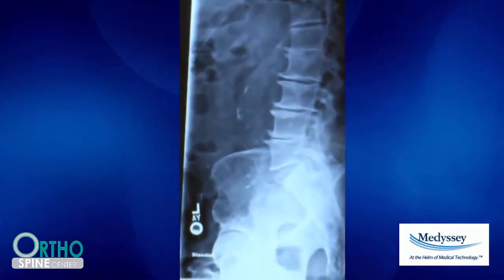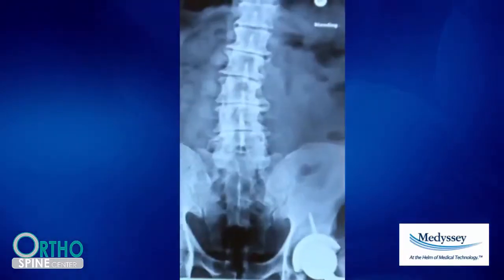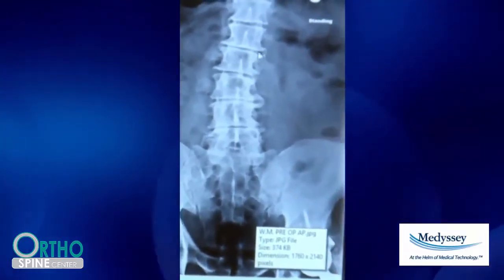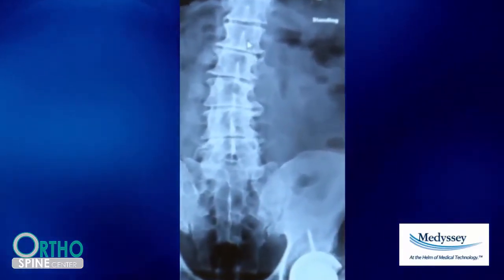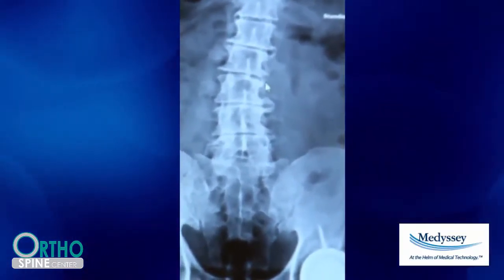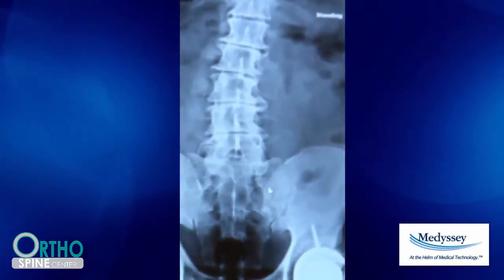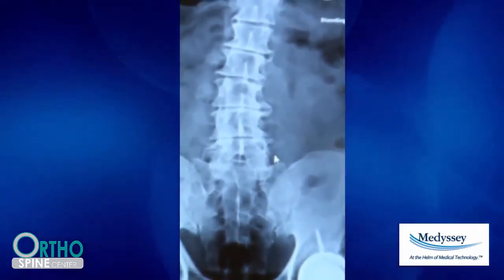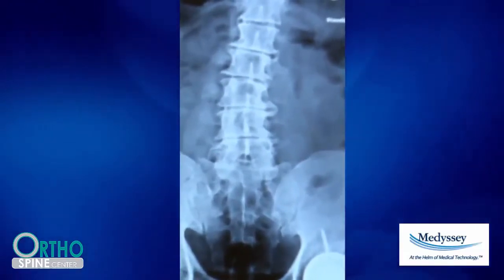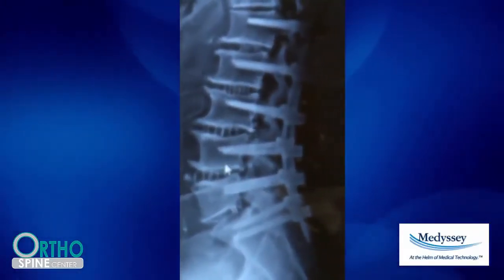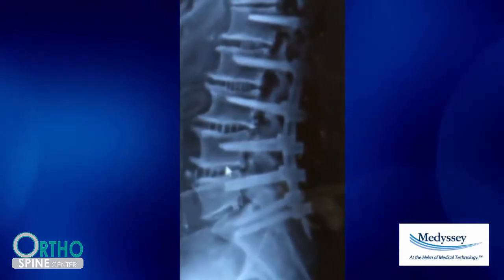So we can take a look at his AP view, and you can see these large lateral osteophytes on the patient's right-hand side, and also up here. There's a small concave curve to the right with its apex here at L2, L3. He's had a previous hip replacement. Overall has good bone density, and so this patient went through a combined anterior-posterior procedure with placement of interbody spacers at L1-2, 2-3, 3-4, 4-5, all through a lateral approach.